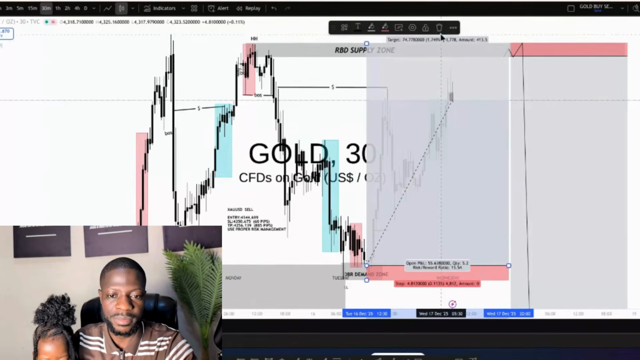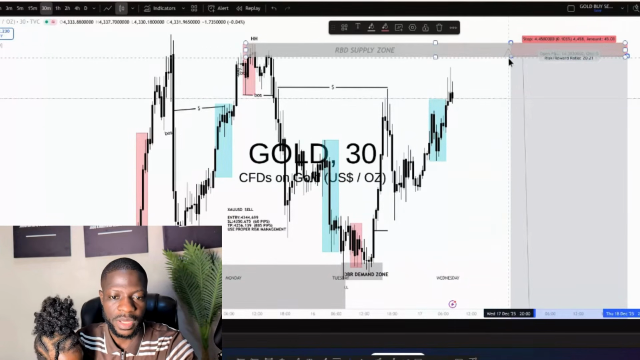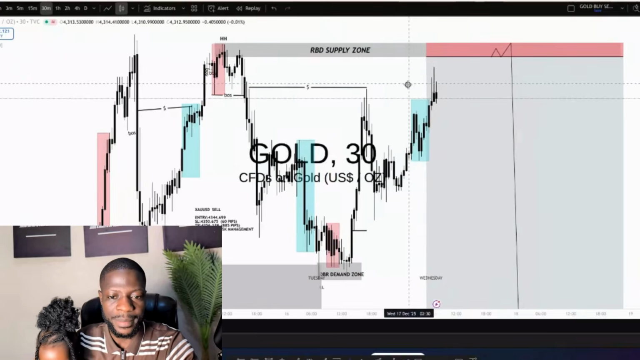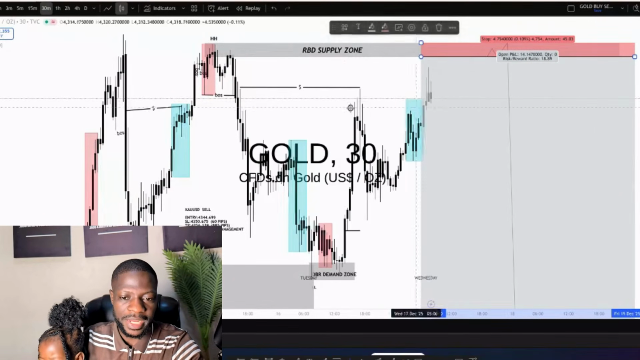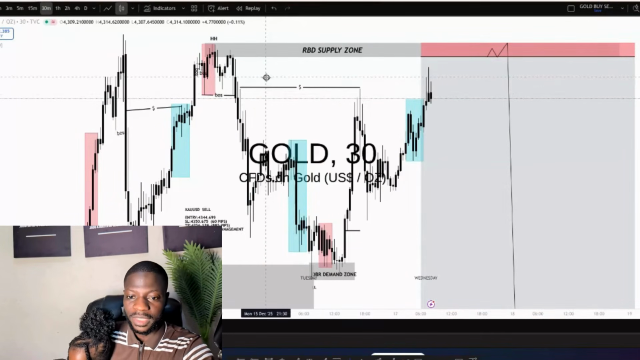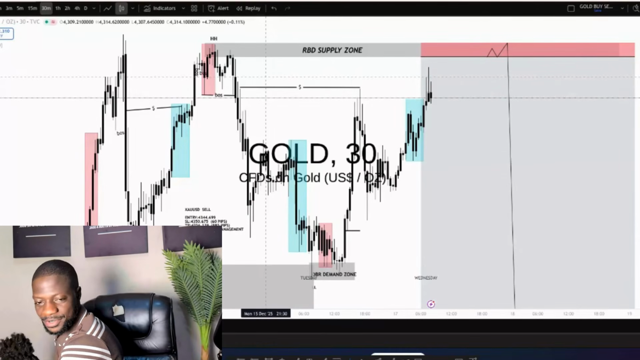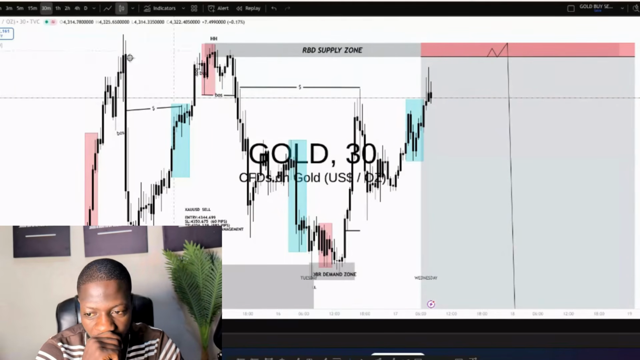And therefore, this would have been invalid. And then I would be looking for something like this, right? I'll be looking for something like this. So somewhere here is where I'm expecting the market to come to before I can think of actually selling. Okay, as it is right now, you can see that the market has already reacted from this zone.